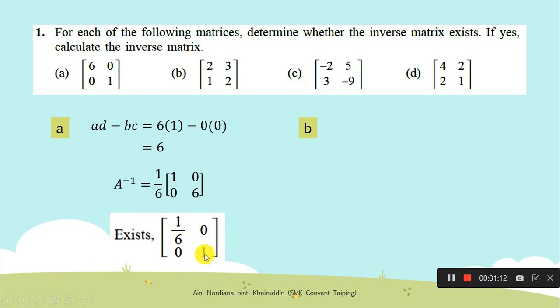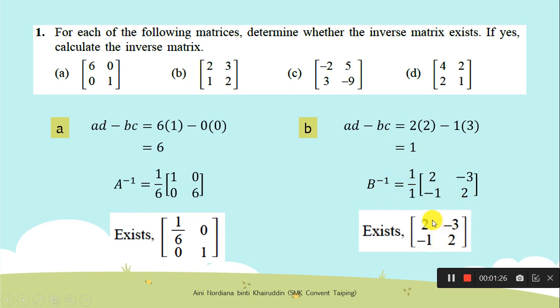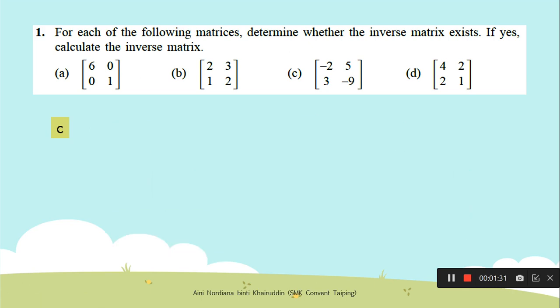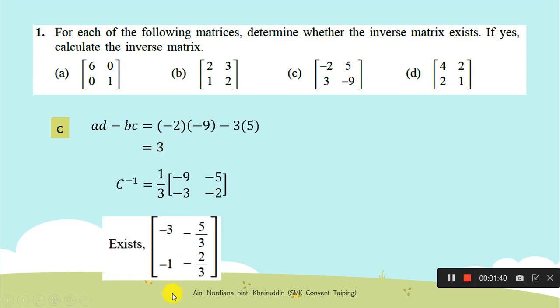this is the inverse matrix of A. For B, AD minus BC is equal to 1. So the inverse matrix exists. So this is the inverse matrix of B. So for C, AD minus BC equals 3. So it exists, and the inverse matrix is this. Next, for D, AD minus BC is equal to 0. So it does not exist.